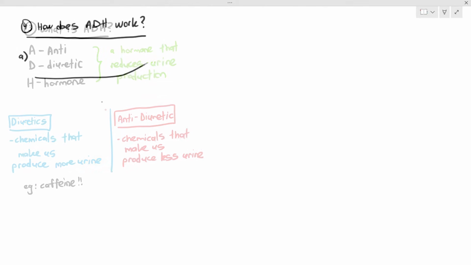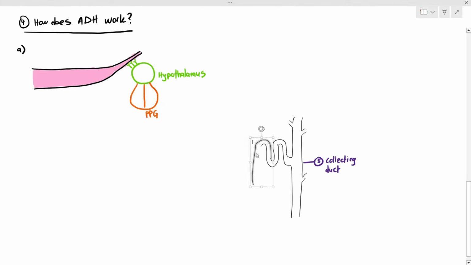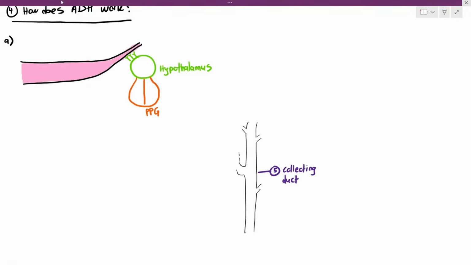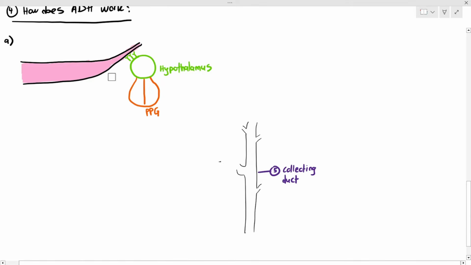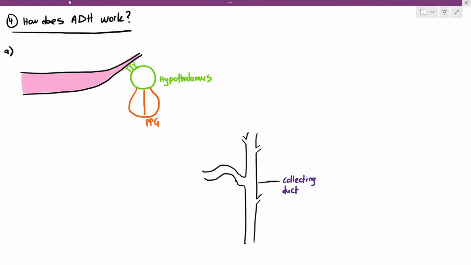As an example here, I'm just drawing out the blood vessels, and you also have the hypothalamus. PPG is posterior pituitary gland. You cannot write that in the exam, by the way. You have to write out its full name. I'm also going to draw part of the nephron, which is the collecting duct, because only the collecting duct is affected by the ADH. No other parts of the nephron will be affected by the hormone ADH. That is why only that part is involved in this process.